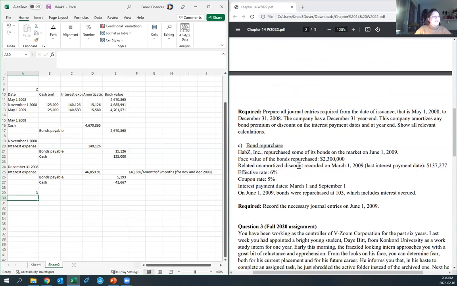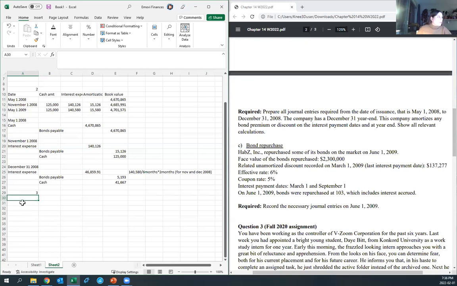ABS Inc. repurchased some of its bonds on the market on June 1st, 2009. Face value of the bonds repurchased is 2.3 million. The related unamortized discount recorded on March 1st, 2009, the last interest payment date, is 137,277. Effective rate is 6%, coupon rate is 5%. They have interest payment dates of March 1st and September 1st. And on June 1st, 2009, the bonds were repurchased at 103, which included the interest accrued.